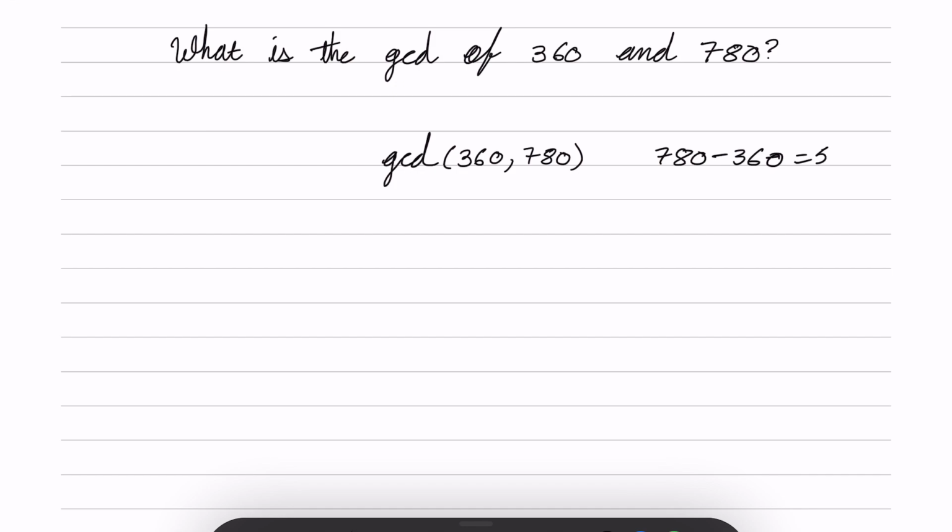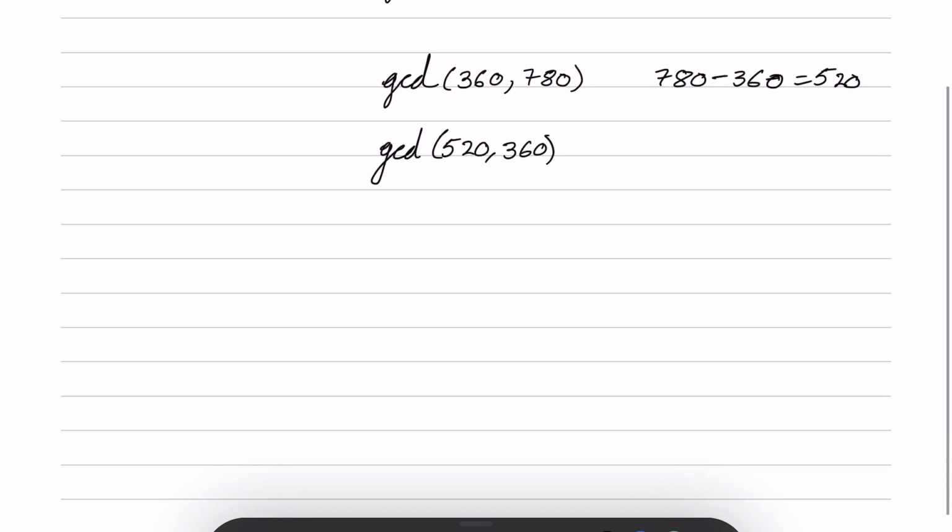So let's begin. We have the greatest common divisor of 360 and 780, so we start by subtracting 360 from 780. So 780 minus 360 is equal to 420, and so we give ourselves two new numbers. We now take our smaller number, our leftover number, 360, and we have now 420 and 360 as our two numbers that we are trying to find the greatest common divisor of.